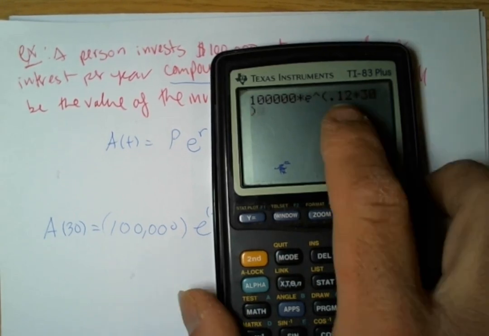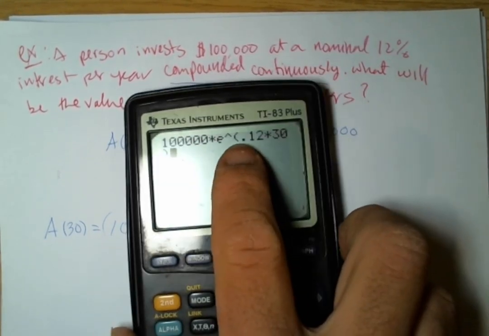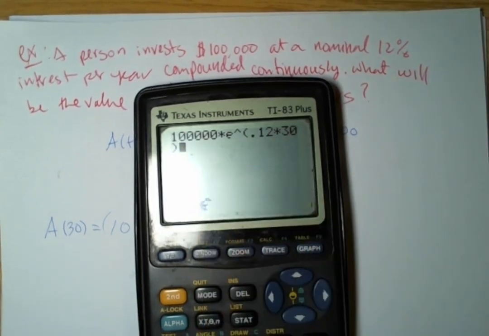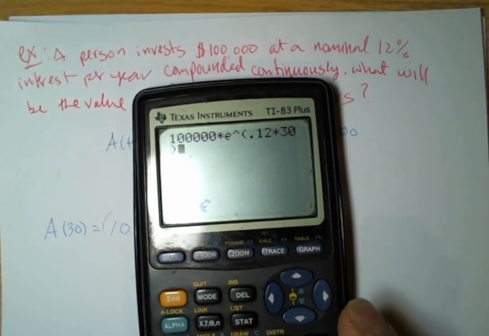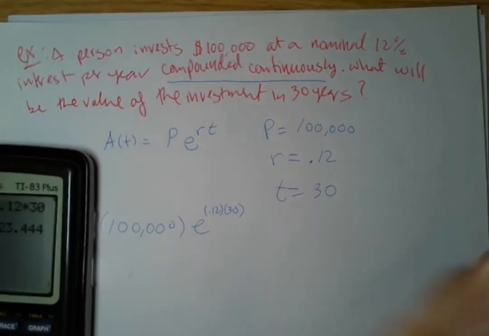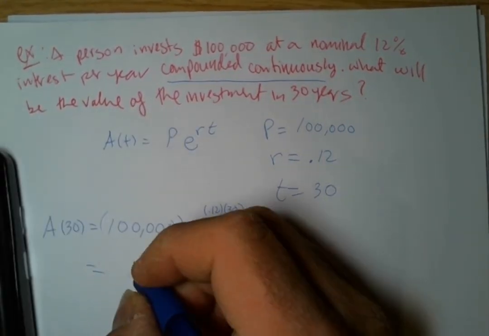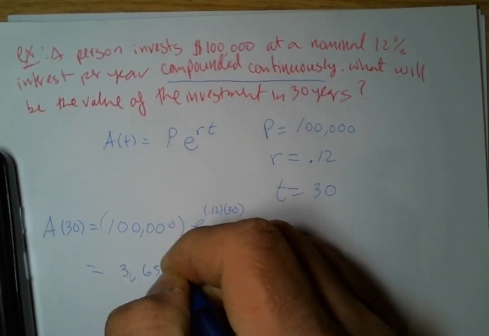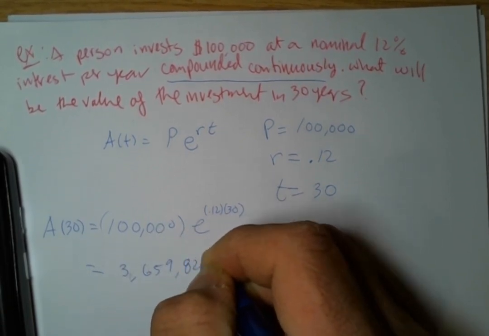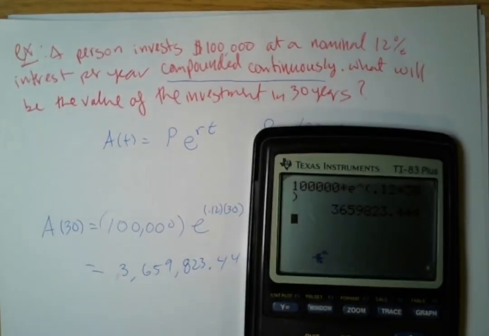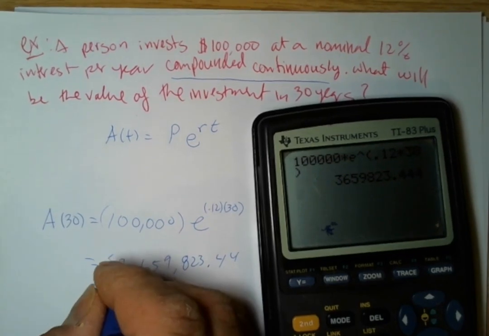You want to be very careful. Mine opens up a set of parentheses when I hit the caret here, but make sure you have the parentheses around this whole quantity. 0.12 times 30, and then hit enter. And here we have, after 30 years in this account, our 100K would turn into $3,659,823.44. Not a bad deal, right?